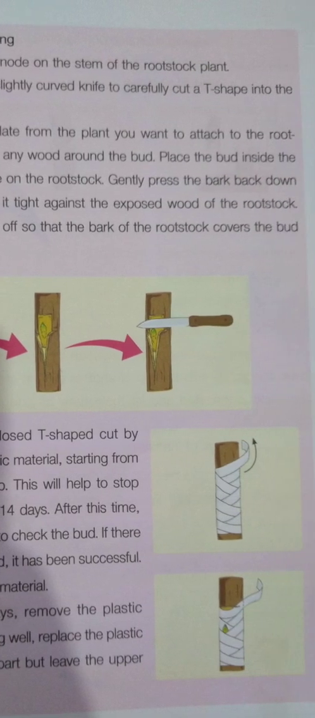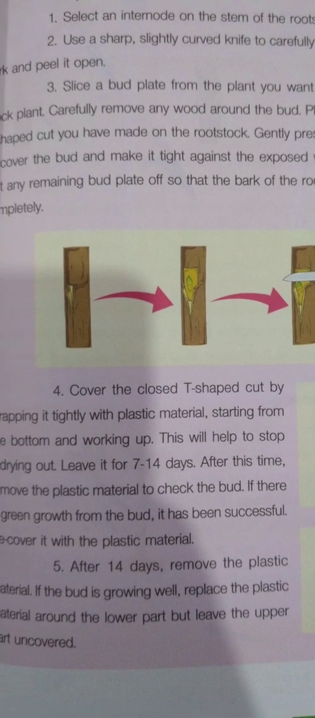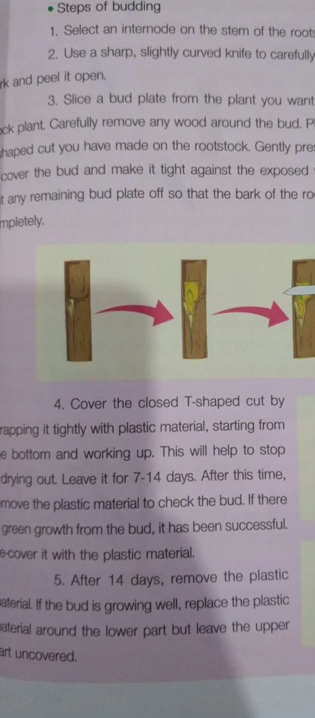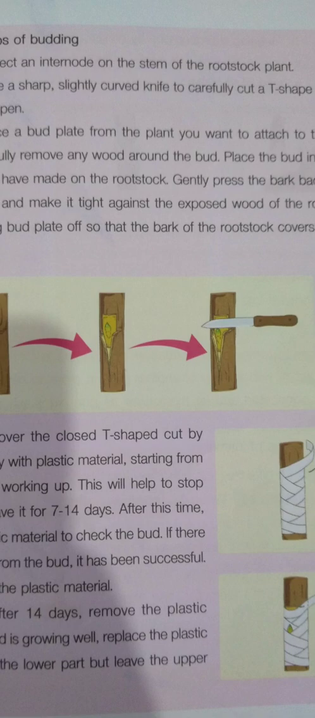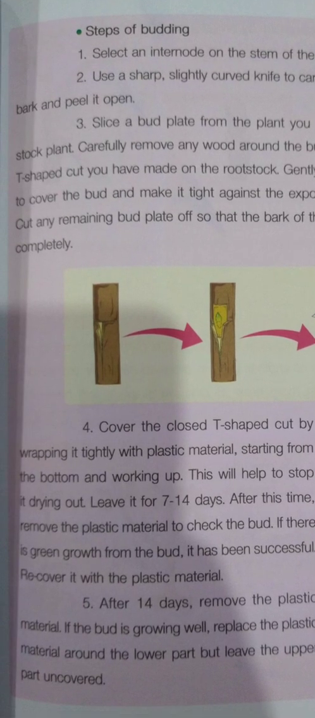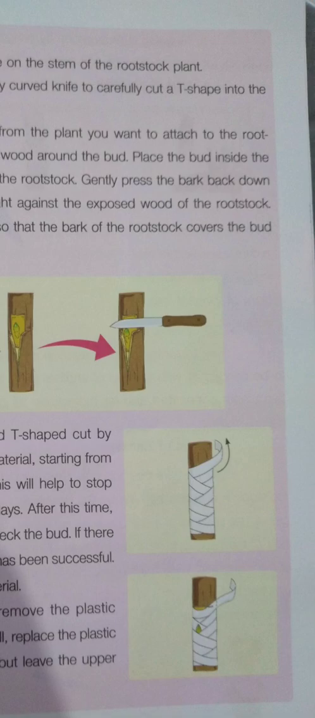Gently press the bark back down to cover the bud and make it tight against the exposed wood of the rootstock. Cut any remaining bud plate off so that the bark of the rootstock covers the bud completely.